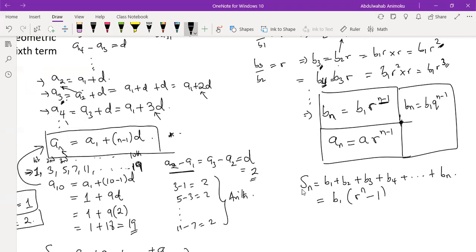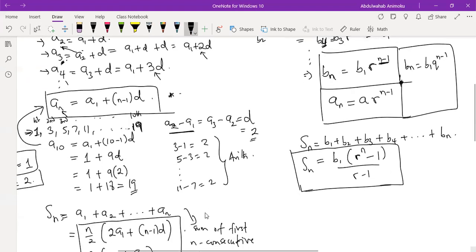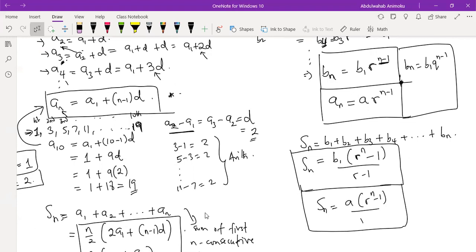R raised to power n minus 1 over r minus 1. Now this is the common ratio, this is the first term. This is the simple formula for calculating the sum of the first n terms of a geometric sequence. Like I said, if you're working with a, that would be Sn equal to a r raised to power n minus 1 over r minus 1.